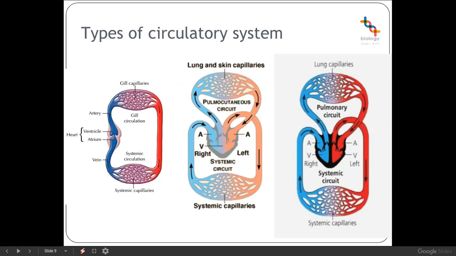Now we have different types of circulatory system which are referred to as either incomplete or closed, and they are referred to as being either single or double. So we have single systems where the blood is only passing through the heart once for each circuit of the body, double circuits where it's being passed through twice, and we also have incomplete systems where there's only perhaps one ventricle, for example, and we mix up oxygenated and deoxygenated blood.